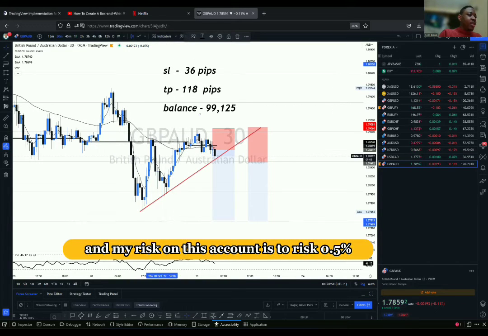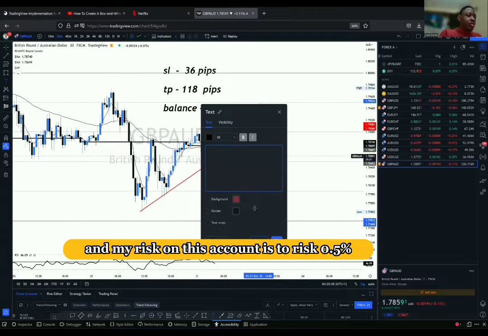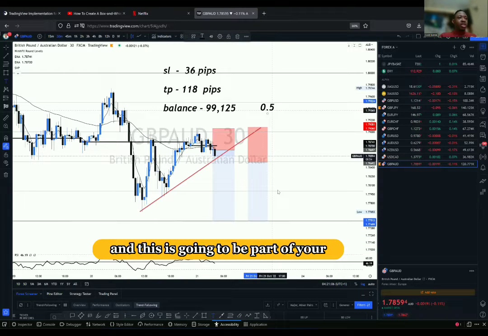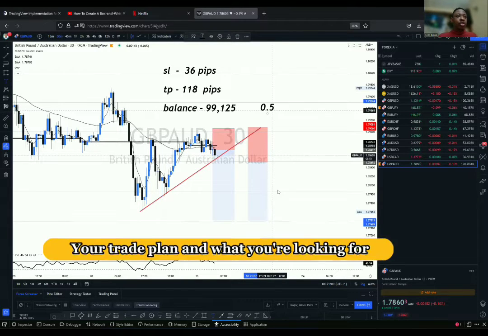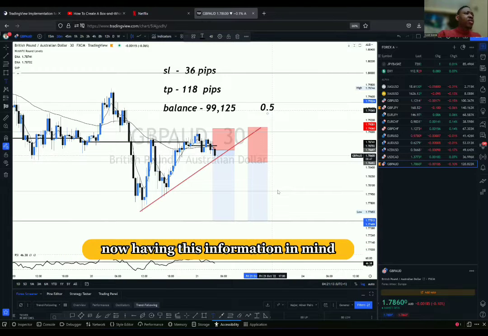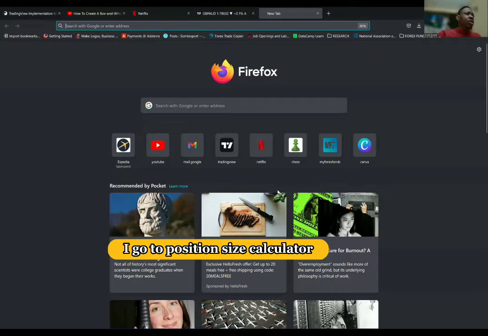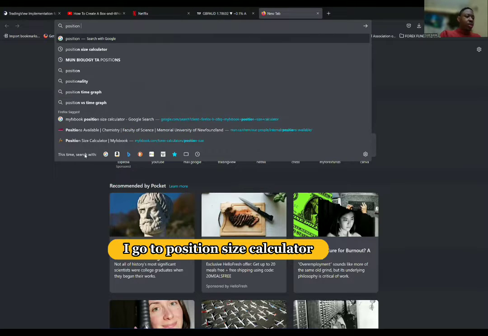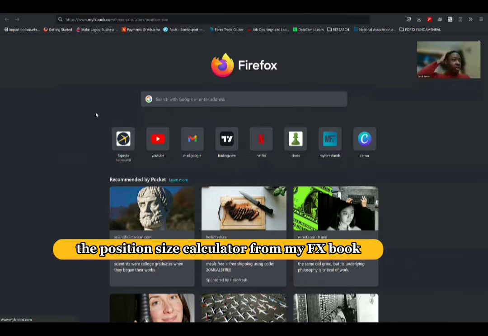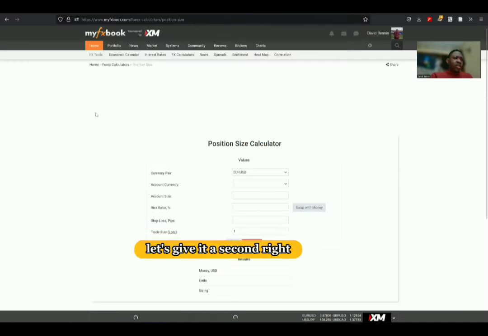And my risk on this account is to risk 0.5% per trade. You need to have all this information in mind, and this is going to be part of your trade plan and what you look out for. Now, having this information in mind, I go to the position size calculator, the position size calculator from Myfxbook. Let's give it a second.